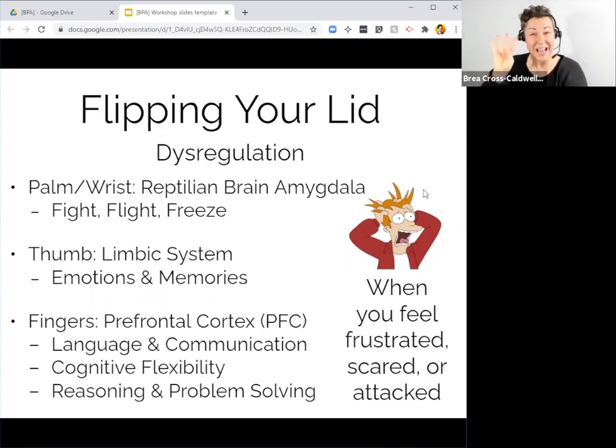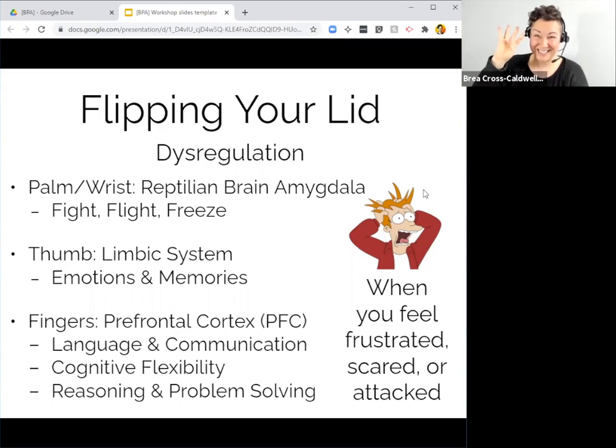We lose access to our prefrontal cortex because our reptilian brain has to take over. Something has overwhelmed our system to put us into our survival response, our fight, flight, or freeze response, so that we can act quickly. This system is designed to keep us safe. It's designed to help us respond and react without thinking to a danger, to something that is potentially harmful, so that we can react quickly.